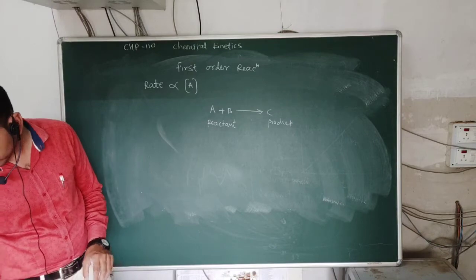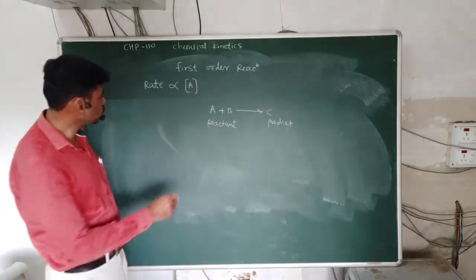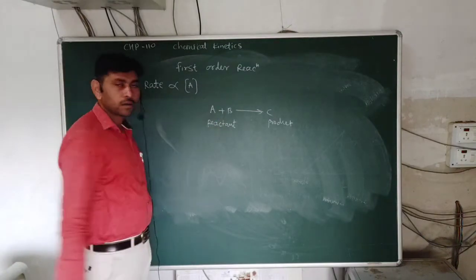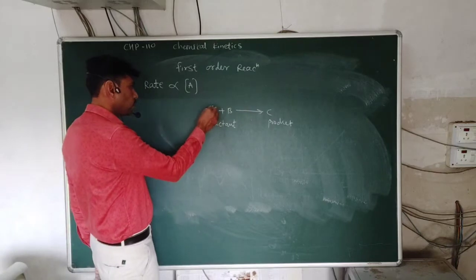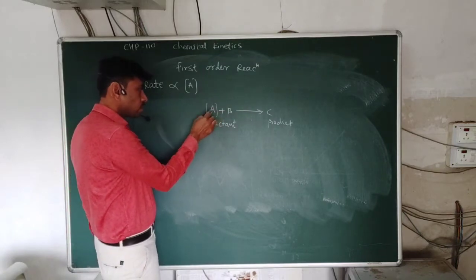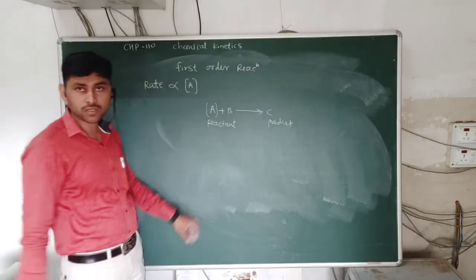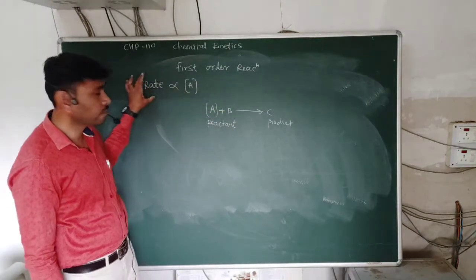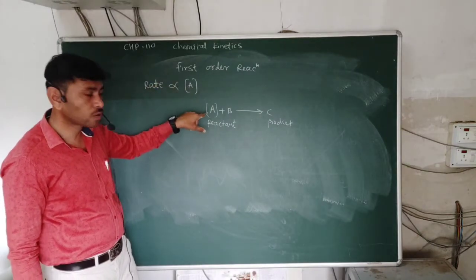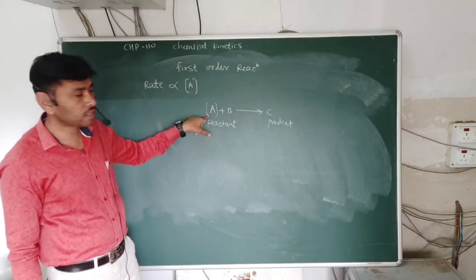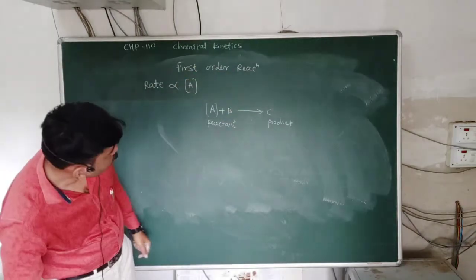So a first order reaction is one in which the rate of reaction is determined by the change of concentration of one reactant only. Suppose if we change the concentration of A, then the rate of reaction changes. But when we change the concentration of B, there is no effect on the rate of reaction. Such a reaction is known as a first order reaction.